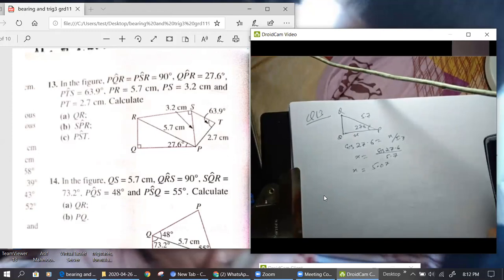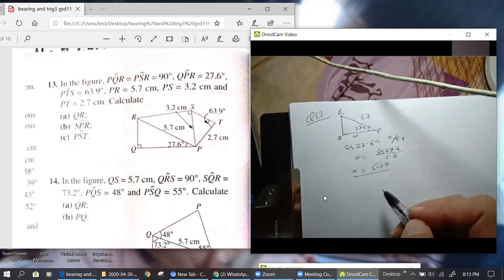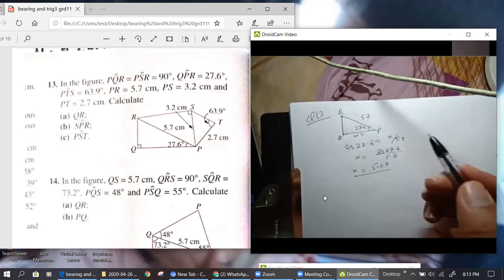Why is my answer changed? I put the equal sign and then divided by 5.7. How did you calculate it? Cos 27.6 divided by 5.7. What is the answer? 5.07. Yeah, it makes sense.